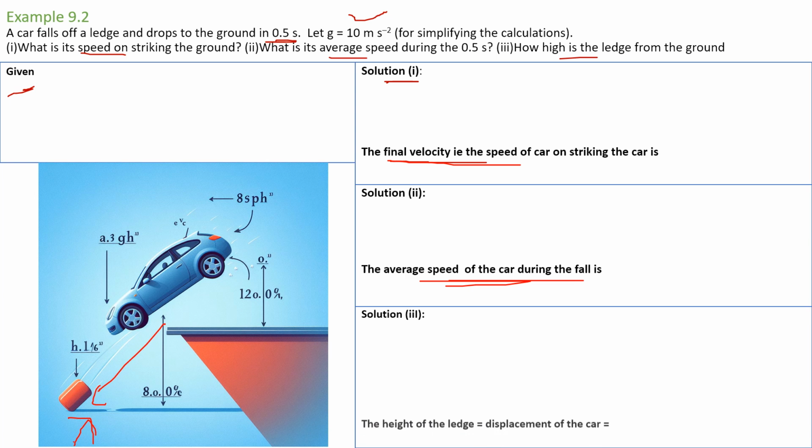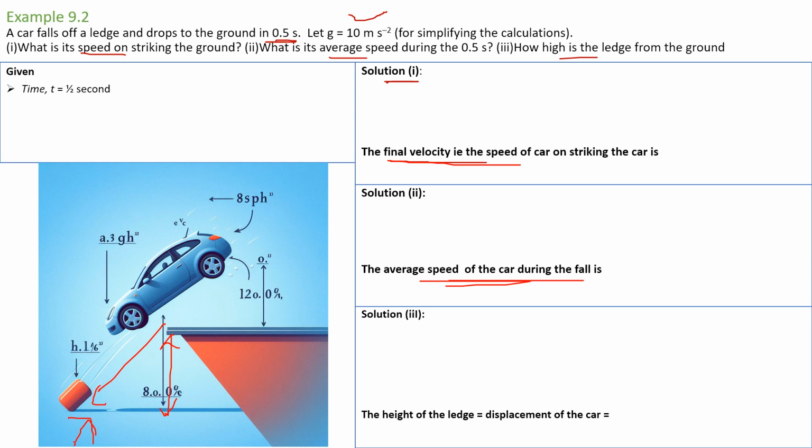What is the third one? The height of the ledge. Of course, this is also equal to the displacement of the car. How much did the car get displaced? How much distance did it move or fall? That's the displacement of the car. Now by the three equations of motion we know this formula, and we can simply calculate. Okay, we know the problem statement. Now let's get into solving it.